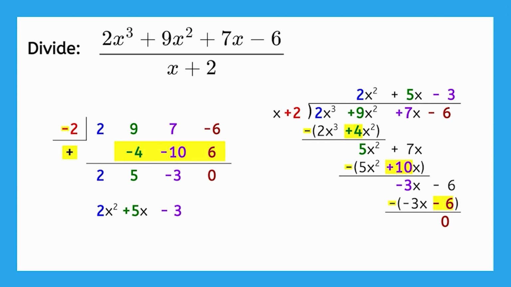Finally, you may be wondering why we were able to simply bring down this first 2 without having to do any figuring. Why did we do that? Because our divisor was in the form x minus c. That means that when we divided 2x cubed by x, the result, 2x squared, could be represented simply by bringing the 2 straight down, because 2 divided by 1 is 2.